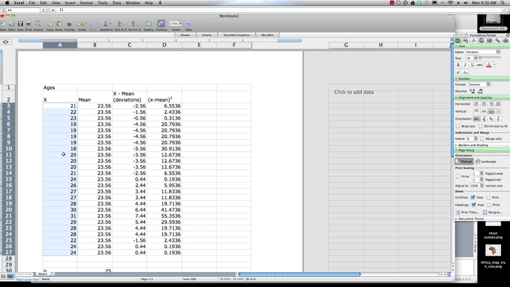We could come up with a range. So the lowest score is 18. The highest, in terms of ages, is 31. So we could just subtract those and get that difference and find out what the range is. And that's all well and good, but it doesn't tell us very much about our data.